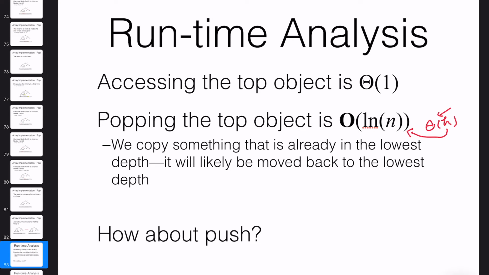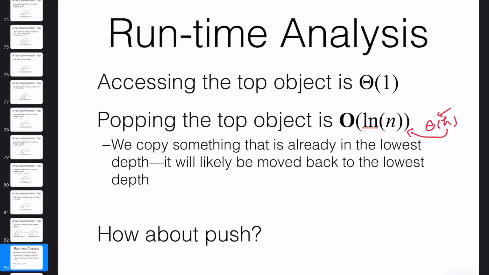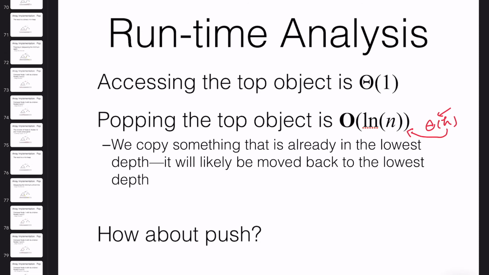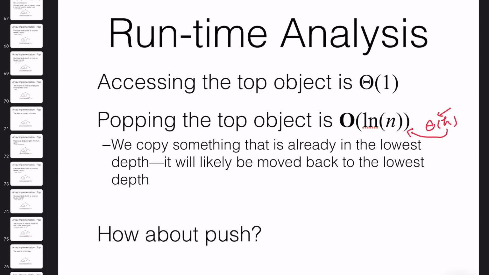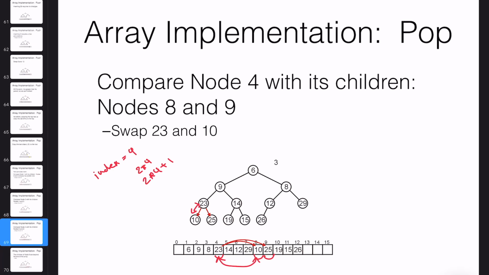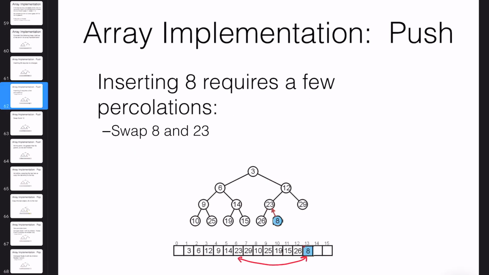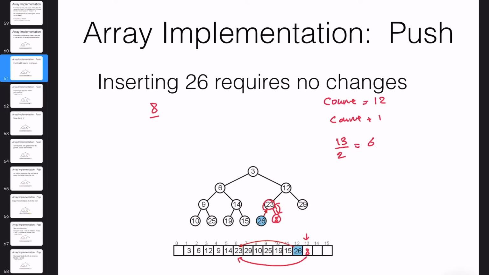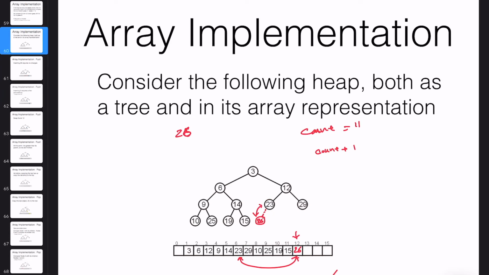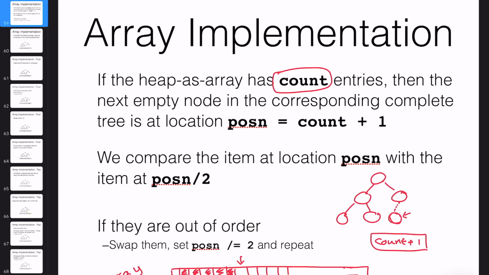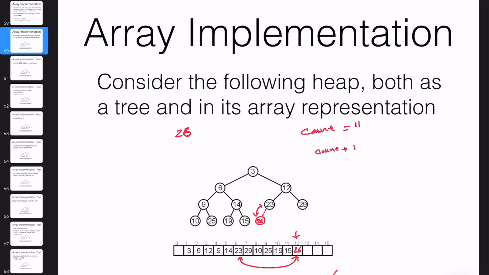Remember how we implemented the method push? Let me just show you one of those examples. This is going to be a better example. We wanted to insert 26, right? You put it at the last position, count plus 1, and then you percolate up.